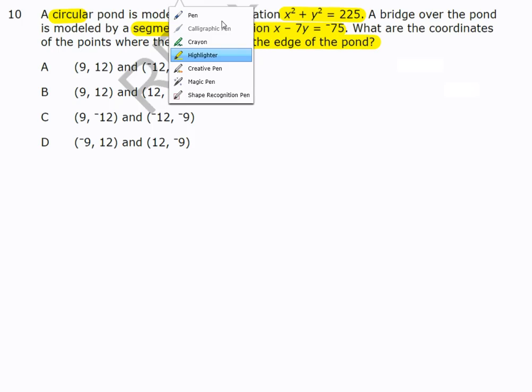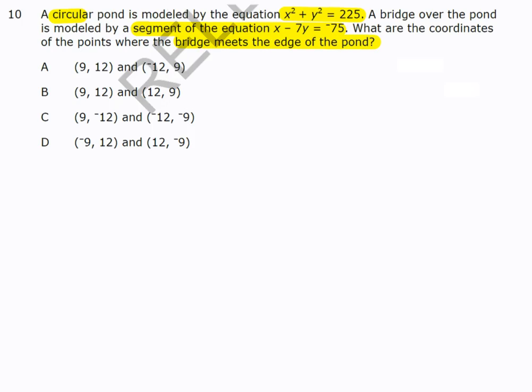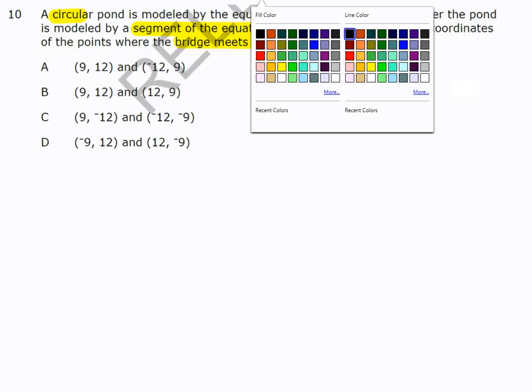Alright, so this is one of those, when in doubt, draw it out. So I'm going to draw me a pond. Let's see, let's make it have some blue water.